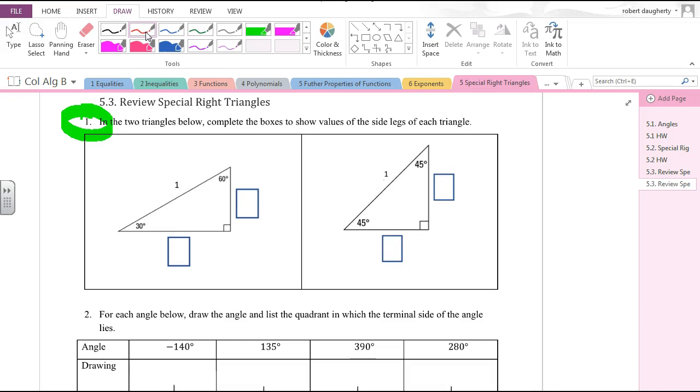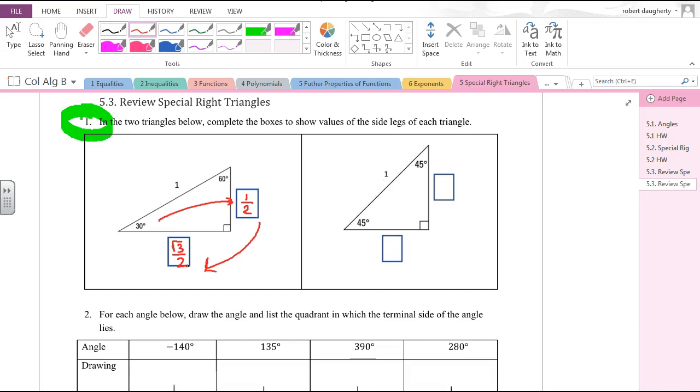The first one is a 30-60 triangle. So the way I look at a 30-60 is whatever angle is opposite the hypotenuse, that is 1/2 of the hypotenuse, okay? So 1/2 of the hypotenuse is 1/2. That's how I get that measurement. And then to get the side down here, I multiply that by the square root of 3. So the square root of 3 over 2, okay? That is the special right triangle. That's a 30-60 triangle when the hypotenuse is 1.